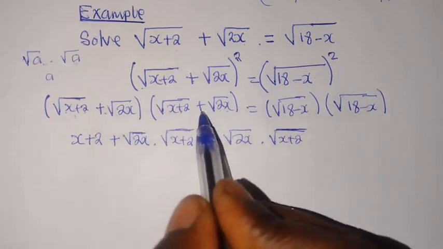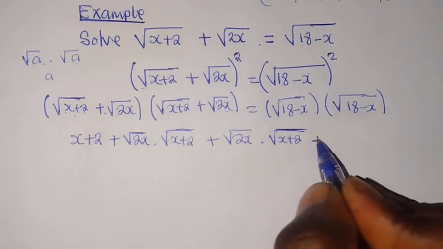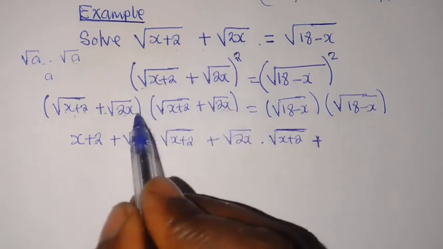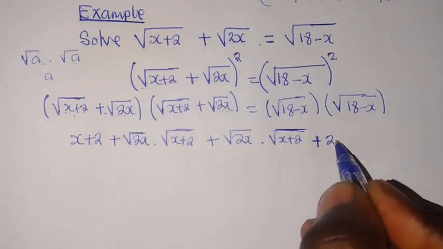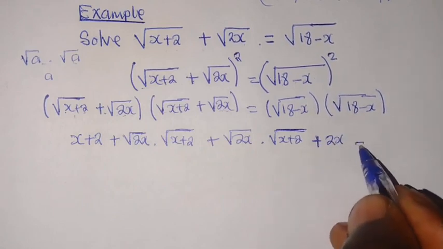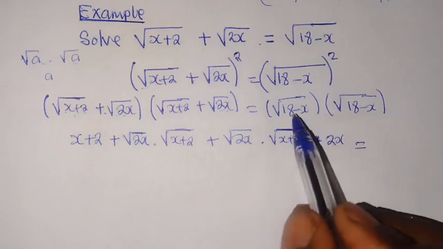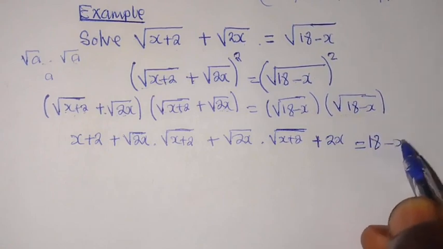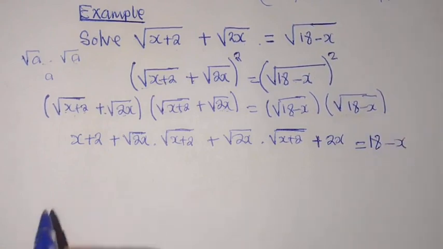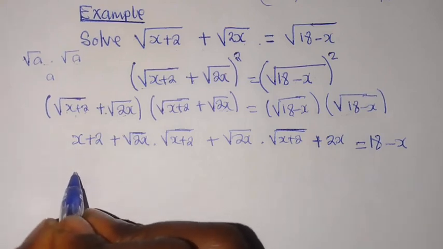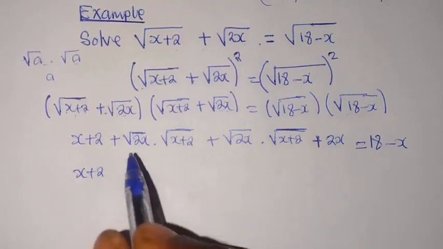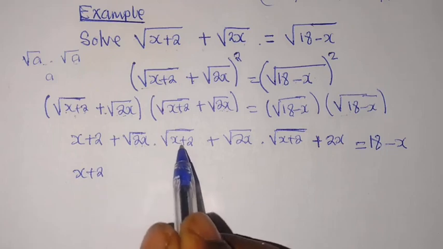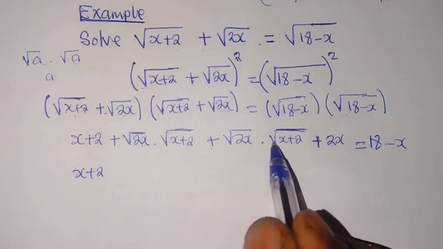Then positive times positive, this will give us a positive. Then root of 2x times root of 2x, same expressions, so just write 2x is equal to, so to the left hand side you are multiplying same expressions again, we just write 18 minus x. So from here you can try to simplify, so you write x plus 2, then root of 2x times root of x plus 2 plus root of 2x times root of x plus 2.